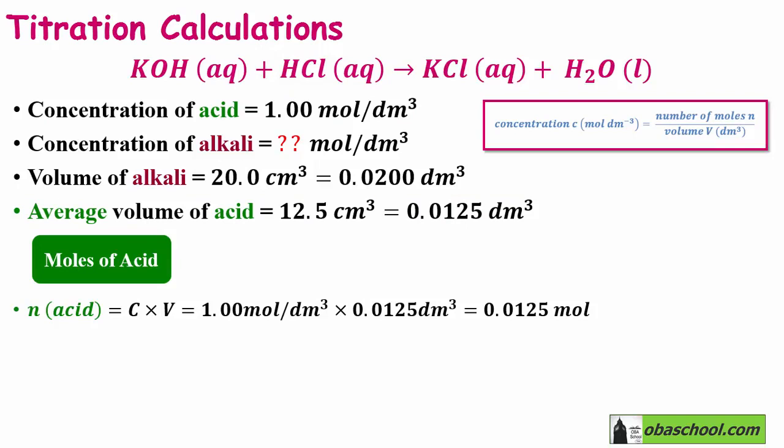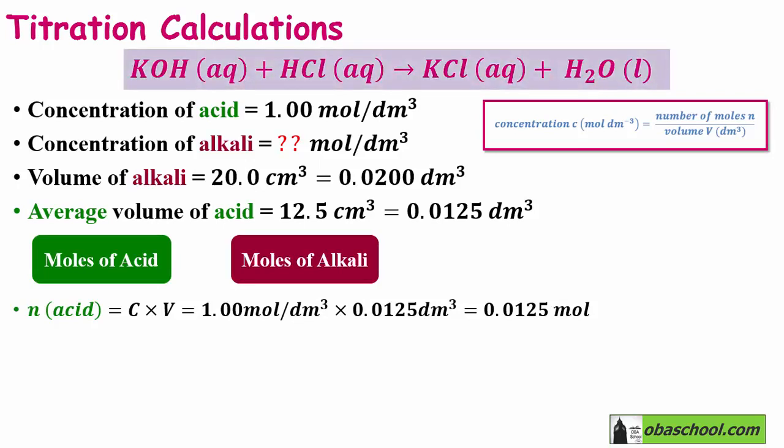Now we have to find the number of moles of the alkali. Let's examine the balanced equation again. The balanced equation shows that KOH and HCl will react in a 1-to-1 ratio. And this means that the number of moles of the acid is equal to the number of moles of the alkali. And therefore, the number of moles of the alkali is 0.0125 mole.